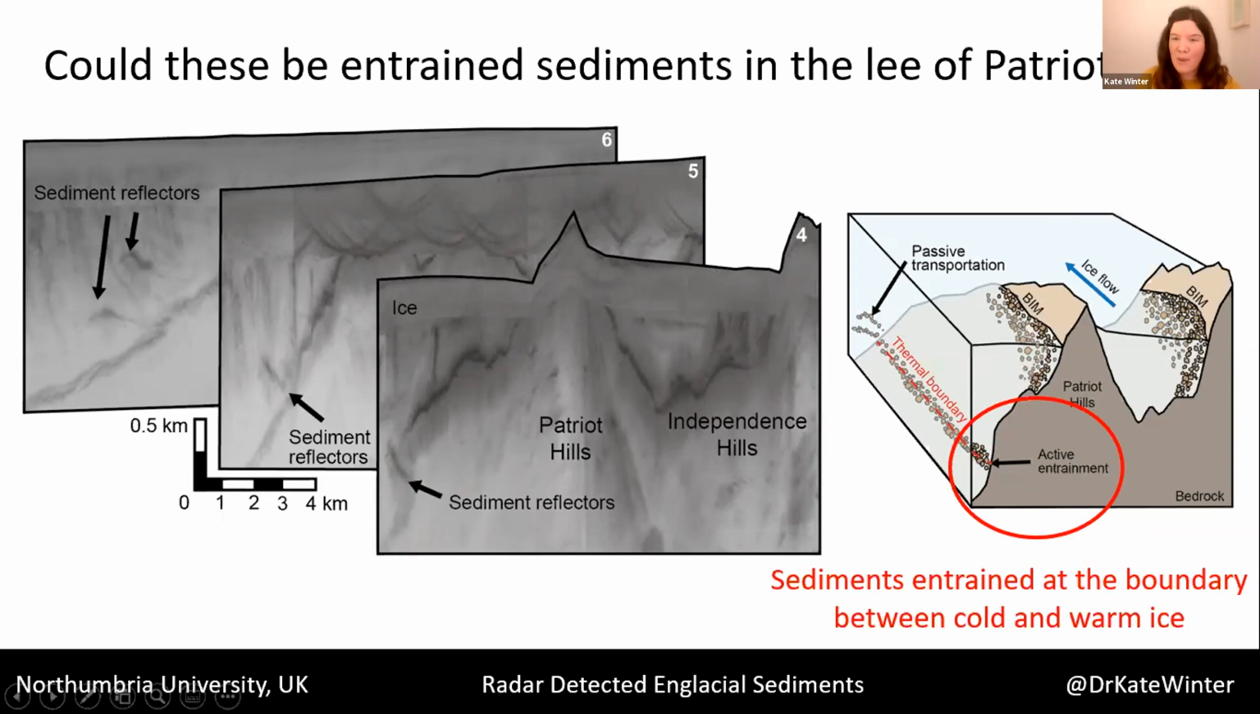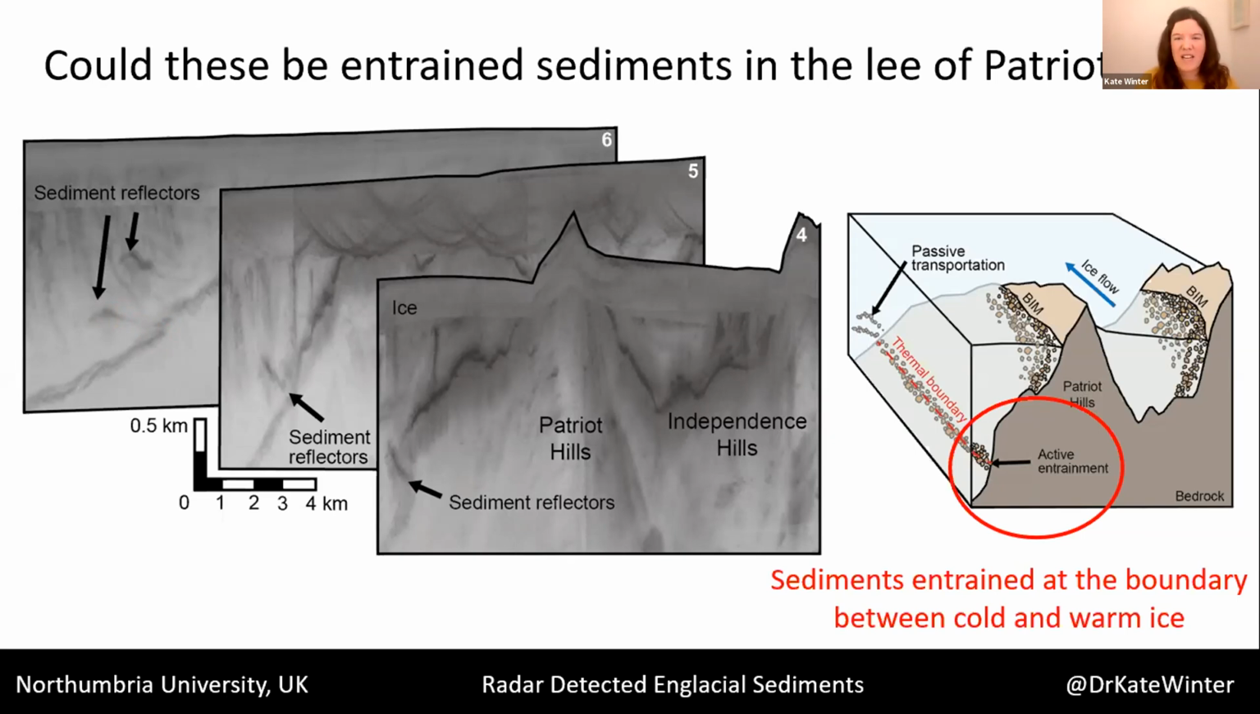So what happens when we go past the mountains then? Well, I wonder if we get passive transportation. These reflectors are no longer connected to the bed because there's no reason for them to be entrained anymore. There's not this great friction as the ice flows past the mountains through this valley.